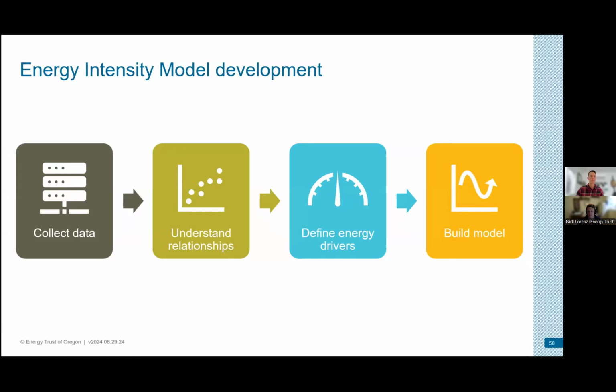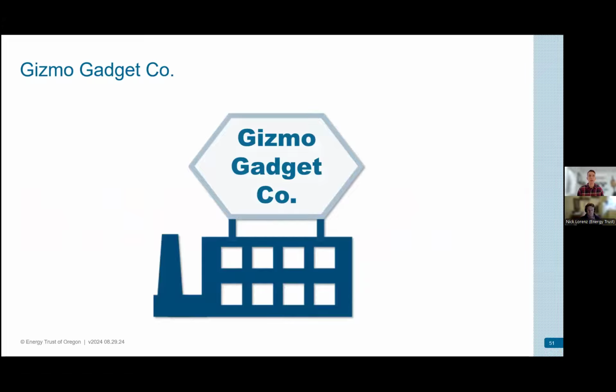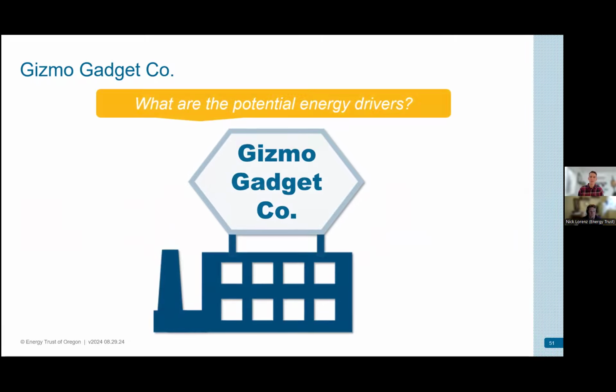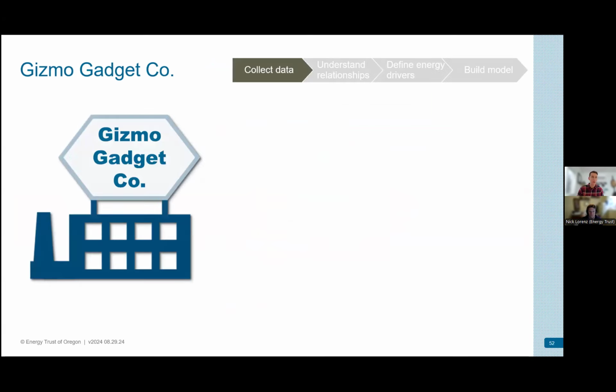Thanks, Nick. So let's go ahead and assume a company, Gizmo Gadget Company, came to us and asked us to build them an energy model. One of the first questions we need to sort out is what are the potential energy drivers? Let's just assume that they're a manufacturer that produces several final products based on one single raw product.